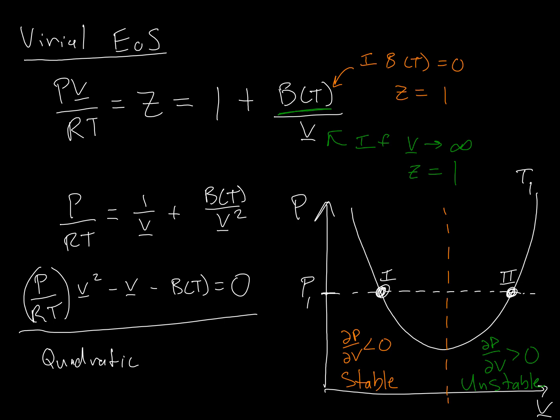Because any small perturbation, any small fluctuation in how one molecule is arranged compared to another will increase its entropy when you're in the unstable region, which means that it can never form. So the virial equation of state is also insufficient to do multi-component phase equilibrium, because it only predicts one stable phase.